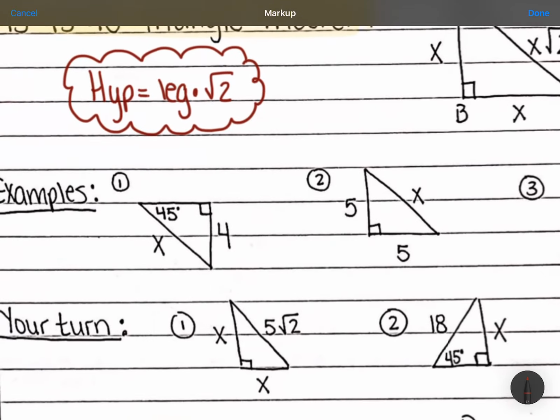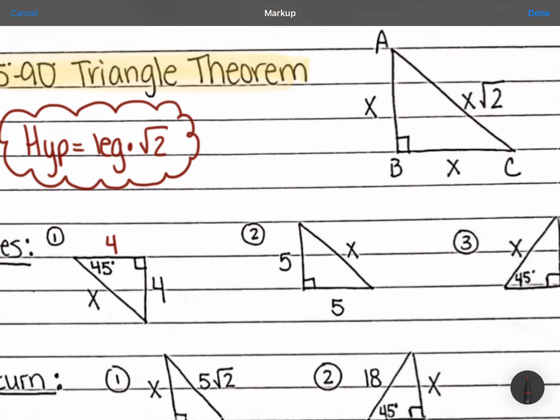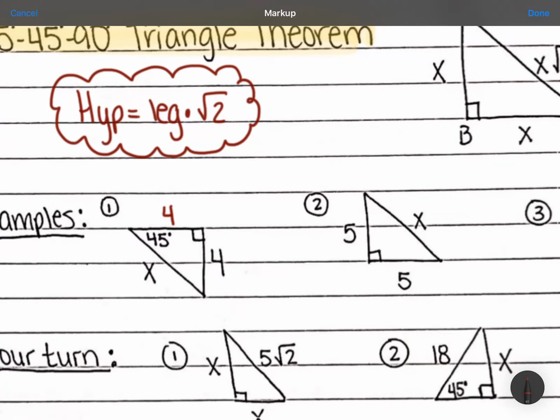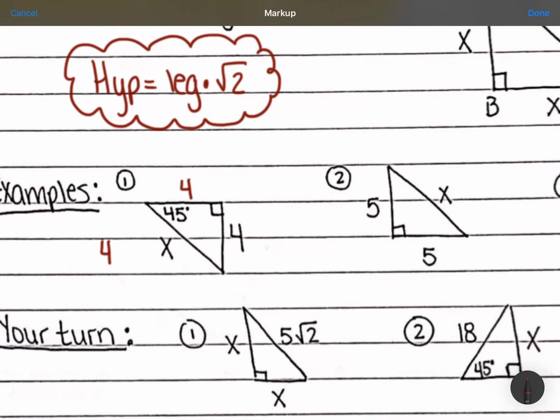For the first one, I know that the leg is 4. The other leg is also 4 because of the 45 degree marking. We can conclude that the other angle that's not marked is 45 degrees because the sum of a triangle's angles is 180. So 180 minus 90 minus 45 leaves me with 45. If I look at my diagram, my legs are congruent and my hypotenuse is simply whatever my leg is times radical 2. So x in this case would be 4 radical 2.